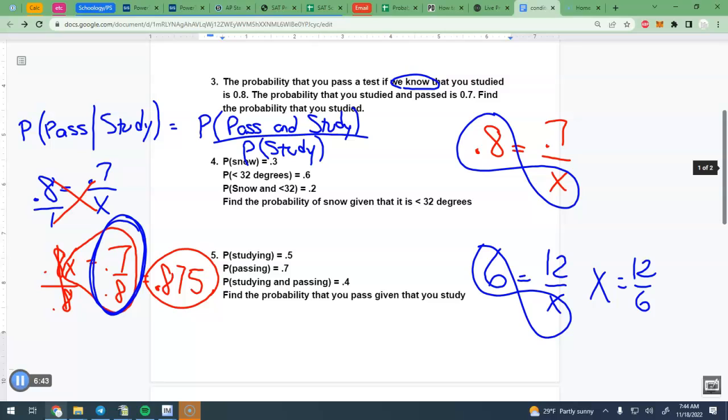But what if there was a third number there? Would you know what to do? Yeah, probably.